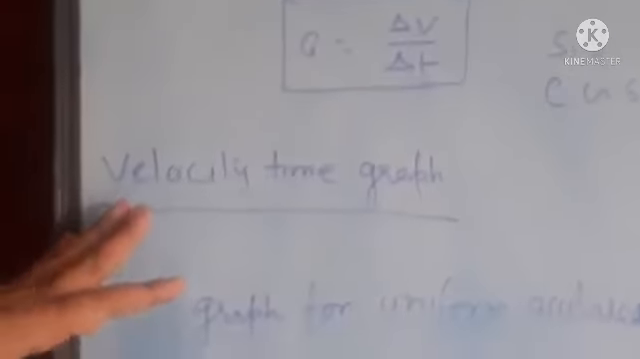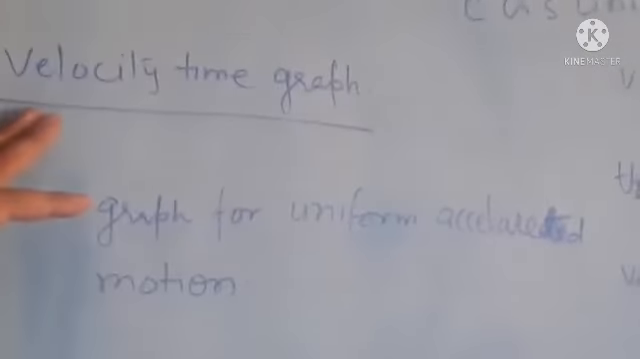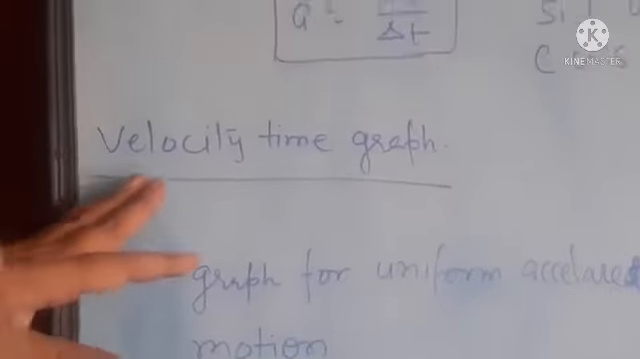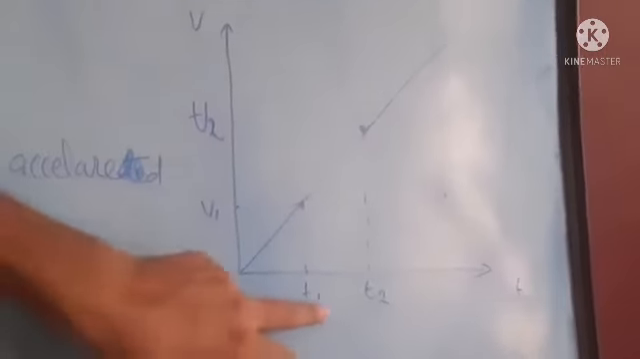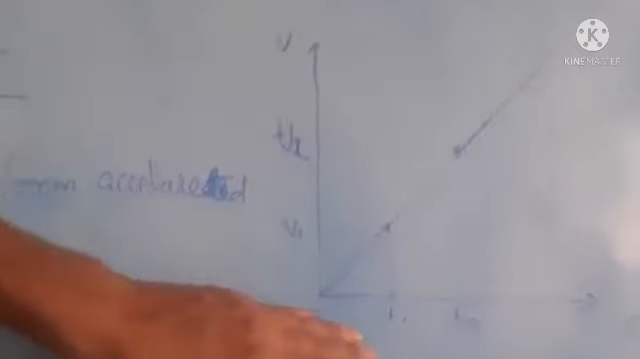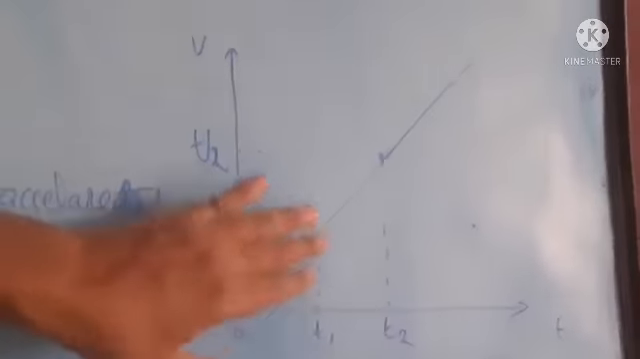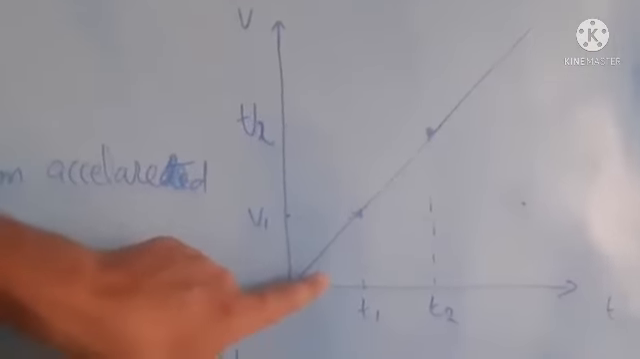Next topic is velocity time graph. What is velocity time graph? If we take the different velocities of any object on the y-axis and the corresponding time on the x-axis, then on making a graph, this graph is called VT graph or velocity time graph.